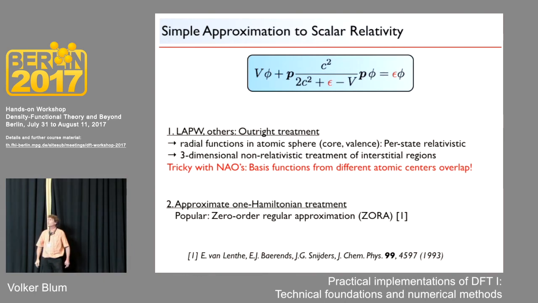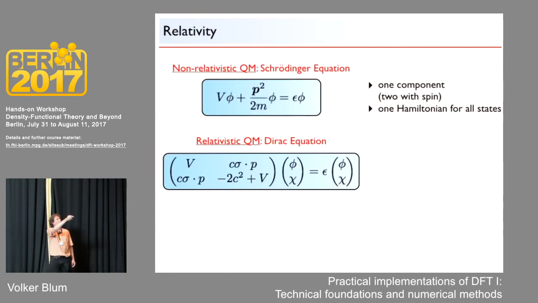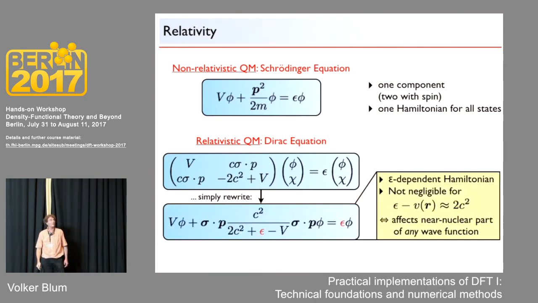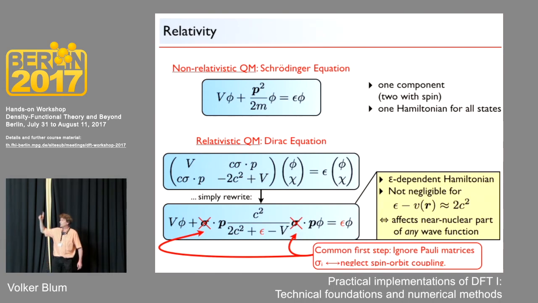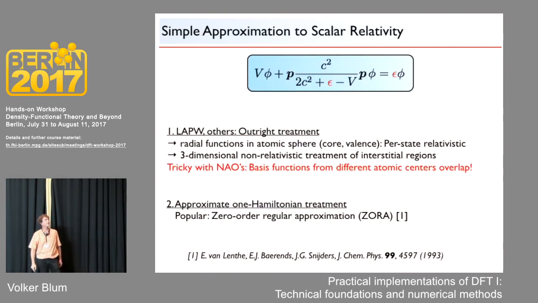LAPW and other high accuracy all-electron methods often can be run in a way to treat different regions of space differently. So for instance, you could solve this equation or even this equation here near the nucleus, where it turns out relativity matters. So very close to the nucleus, the potential is very deep, electrons are fast, and that's where relativistic effects are strongest. Or you could use an approximate treatment of this Hamiltonian, except the question is what approximation?